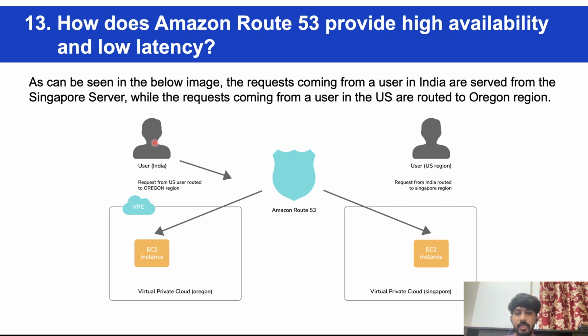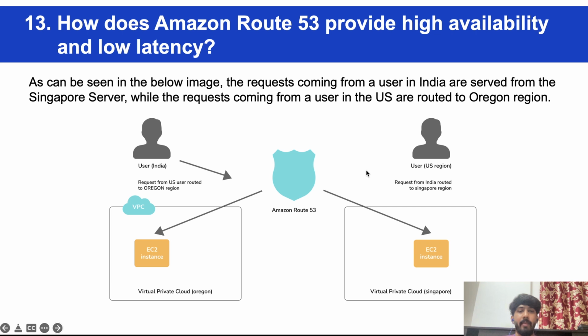So now a user is basically trying to request, right, some data or the website. So the user is requesting from India. So the request from the user is routed to the Oregon region. So now when a request comes from the Indian user, Route 53 checks for the nearest server. The nearest server this time would be Singapore. So in this case, the request from the Indian user would be redirected to the Singapore server and the data would be given back to the user as fast as it can. But if a user from the US region itself is trying to access, they will be taken to the nearest server. In this case, it's Oregon.